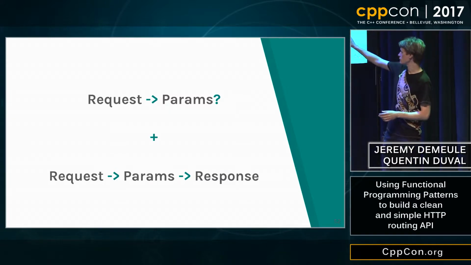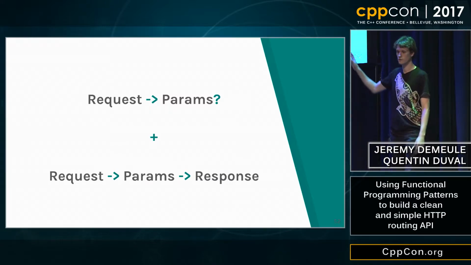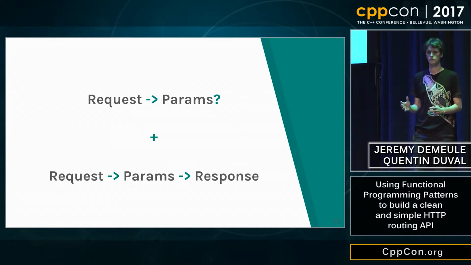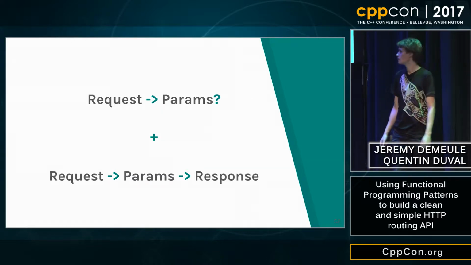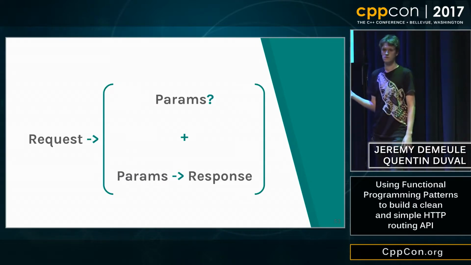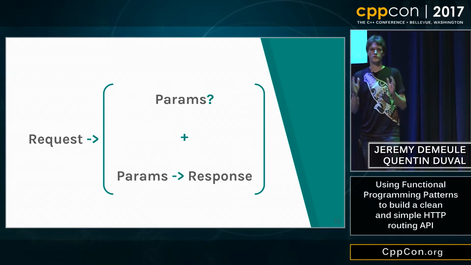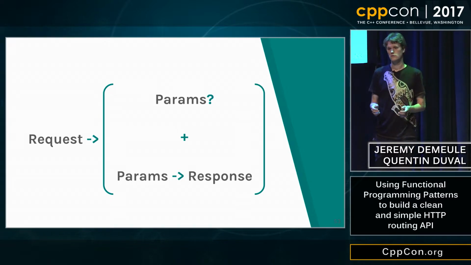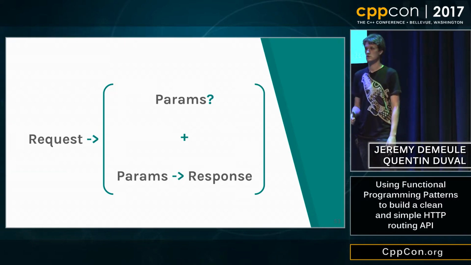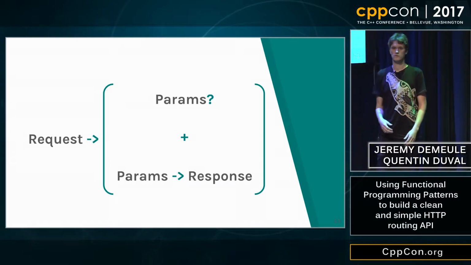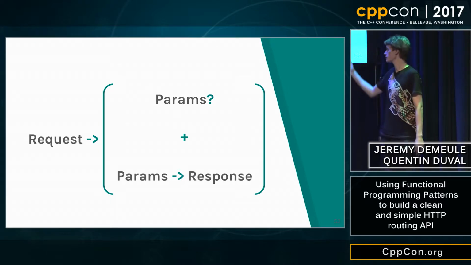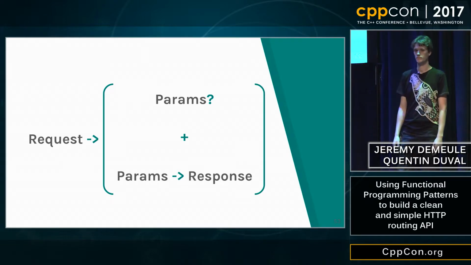Now, we see that we have the request in the two functions, so we can try to factorize this. We can always do this thanks to currying, which is the fact that when we have a function with n arguments, it can be seen as a function which takes only one argument and returns another function which takes n minus 1 arguments. So we can factorize things like this.